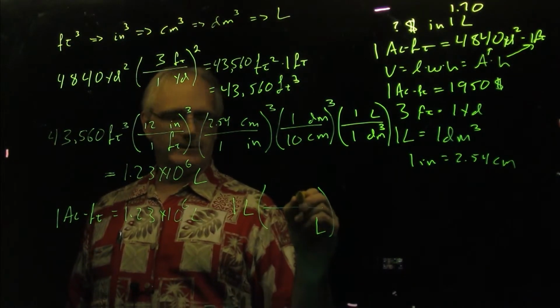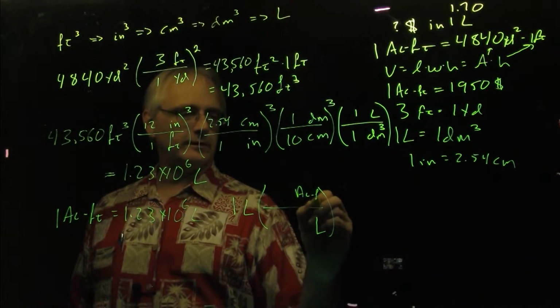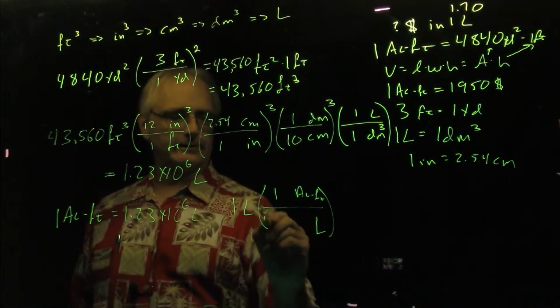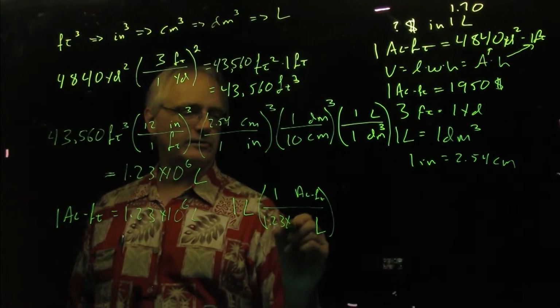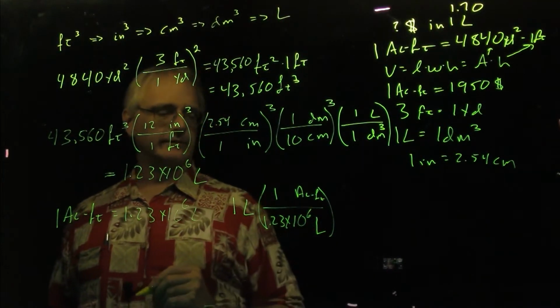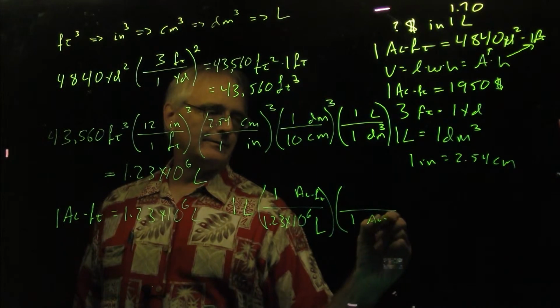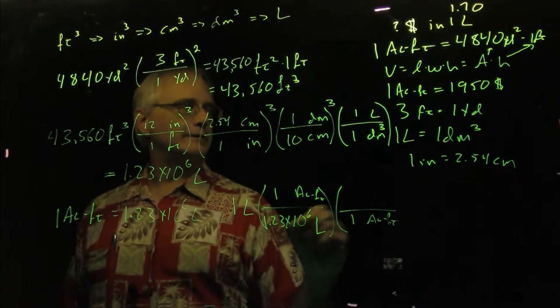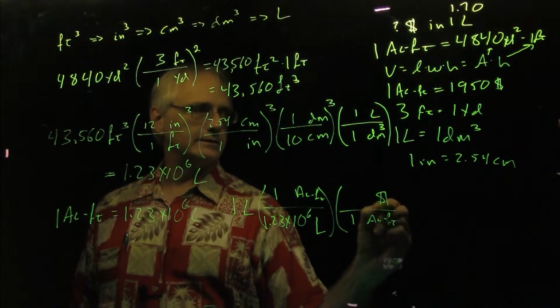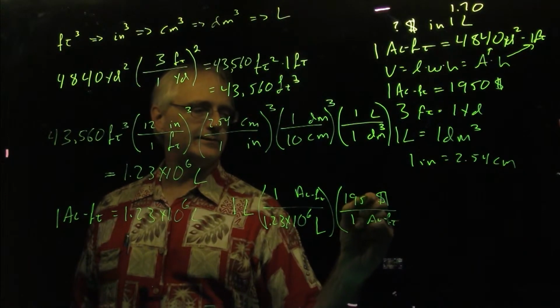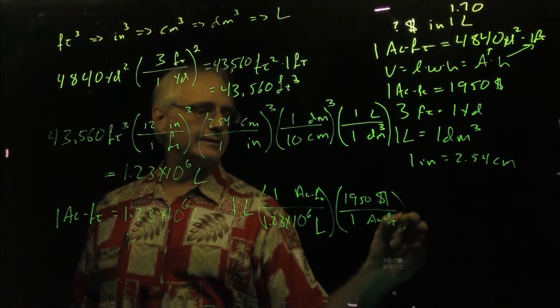Liters, I love you, but die, pig, dog, die. It's back to the acre foot. We're told 1 acre foot is 1.23 times 10 to the 6 liters. And then acre feet. Go away, acre feet. You are now turned into, yes, dollars. $1,950 is 1 acre foot.